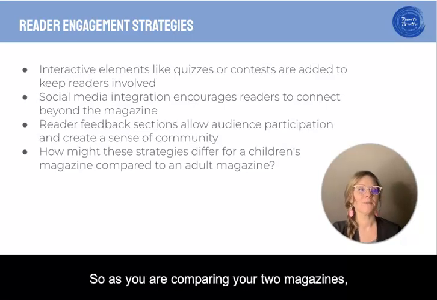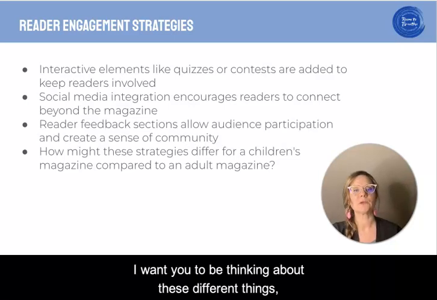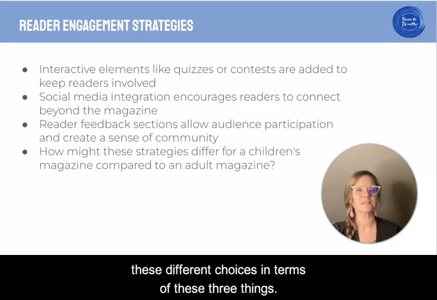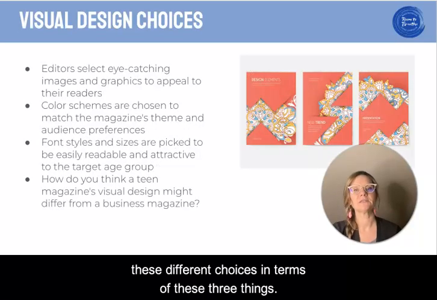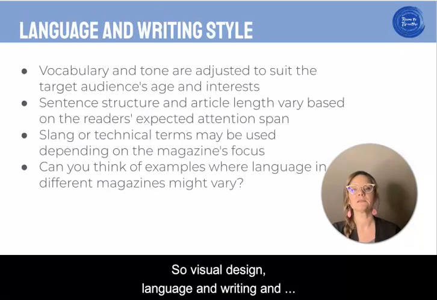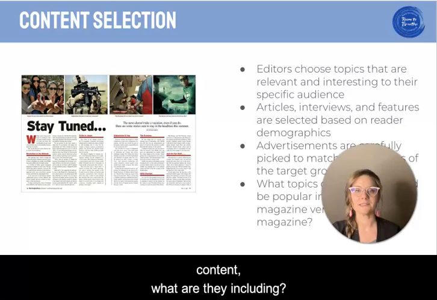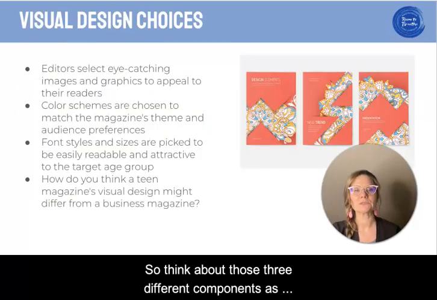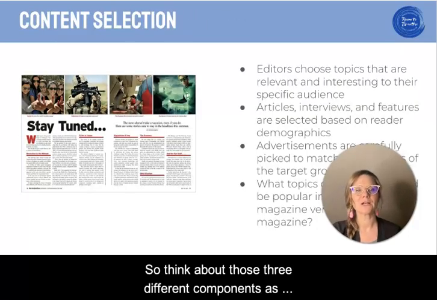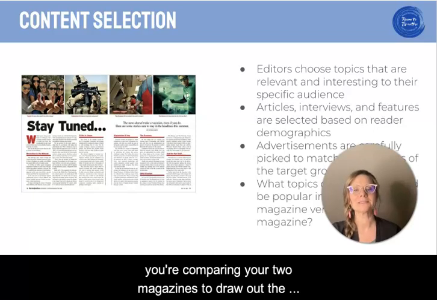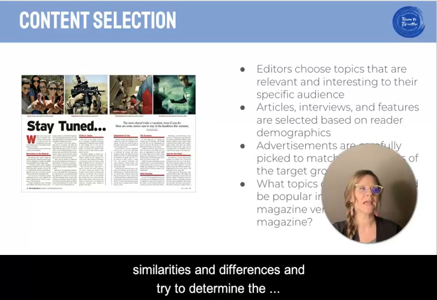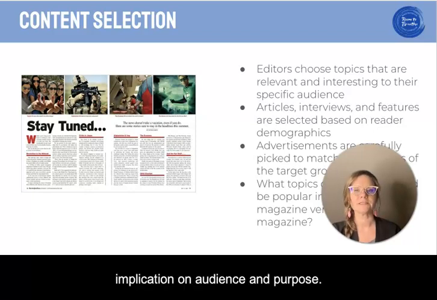So, as you are comparing your two magazines, I want you to be thinking about these different choices in terms of these three things: visual design, language and writing, and content. What are they including? Think about those three different components as you're comparing your two magazines to draw out the similarities and differences and try to determine the implication on audience and purpose.